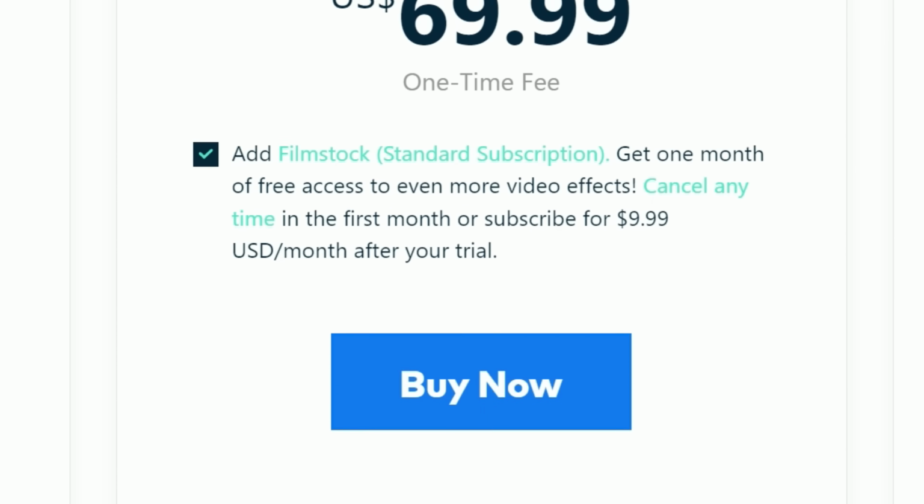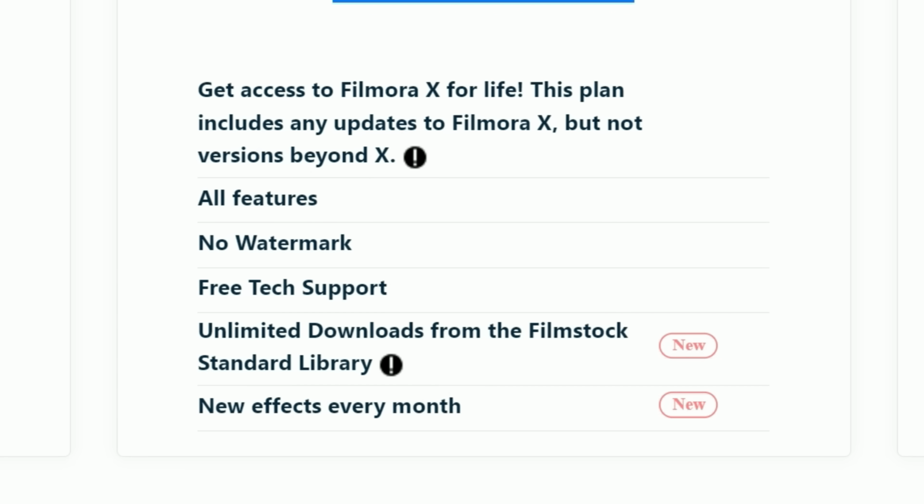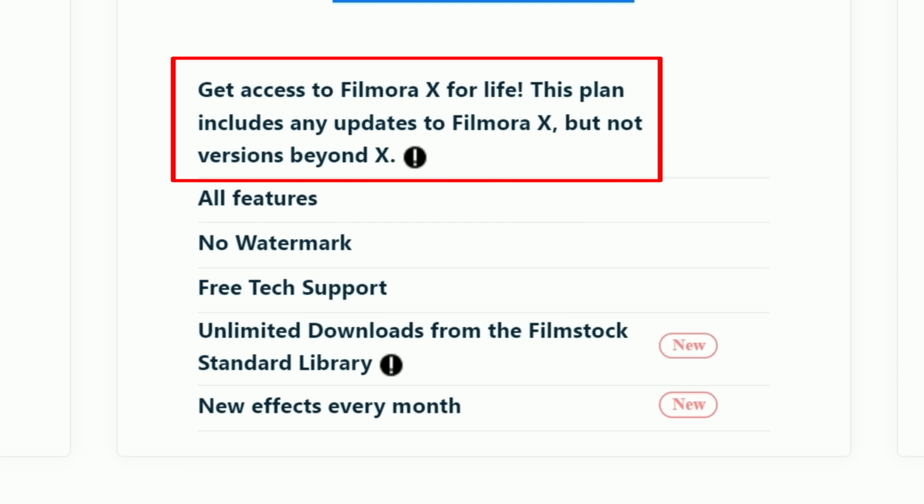Now, the perpetual plan allowed you to get updates, but only for that specific version. So if you had purchased a perpetual plan for Filmora 10, you would get all of the updates until they moved into a newer version, such as Filmora 11. And they made that really clear right from the outset.